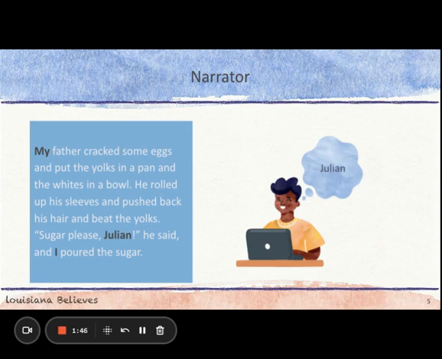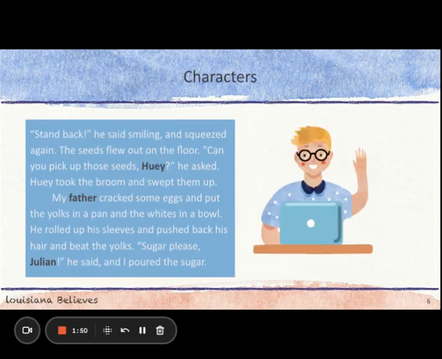In this story, the narrator is Julian himself. Characters are who the story is about. Let's read this excerpt from the story Julian Tells and think about who the characters are in this story.